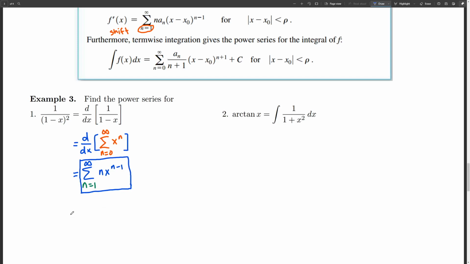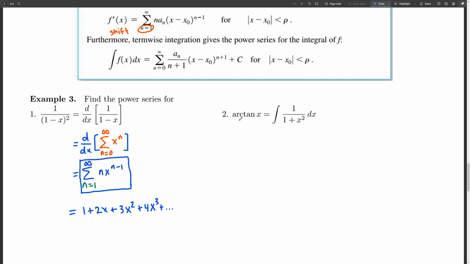And if you write this out, you'll see the first few terms: for n equals 1, we get x to the power 0, which is 1 times 1. And then for n equals 2, you get 2 times x to the power 1. And then 3x squared plus 4x cubed plus etc.